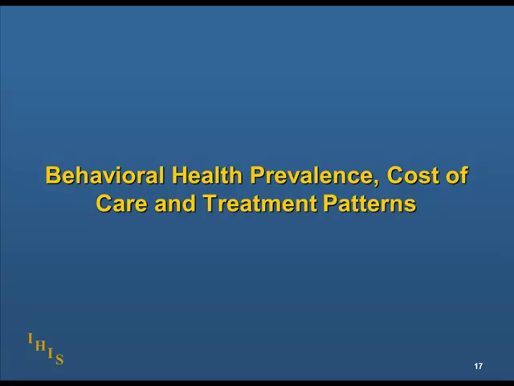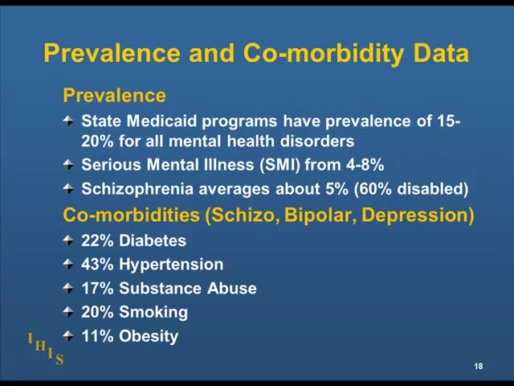So behavioral health, we'll talk about some cost and care and treatment patterns. You've heard some of this earlier today. The prevalence and comorbidity data in many of the states that we've looked at, it's very similar. State Medicaid programs, as you know, have a prevalence about 15 to 20% for all mental health disorders. Now that's using claims data. Remember, claims data under reports, right? So in some states it might be 30%, it might be 40%, but it depends on how well the ICD-9 codes are being reported into the claims data sets.